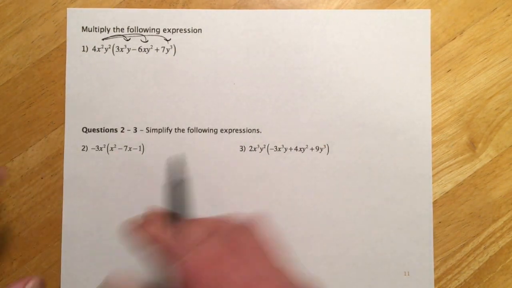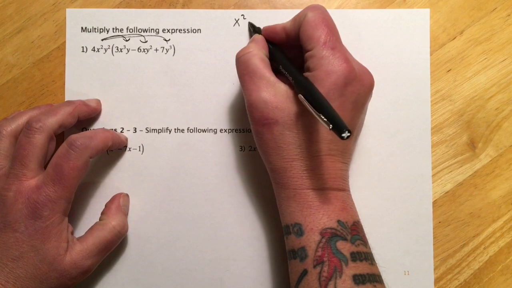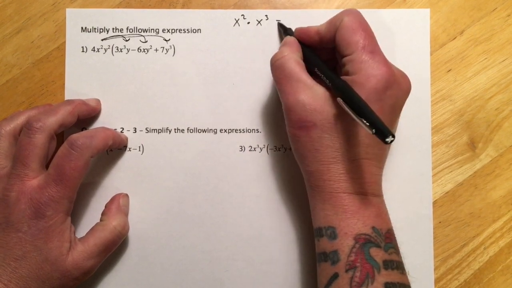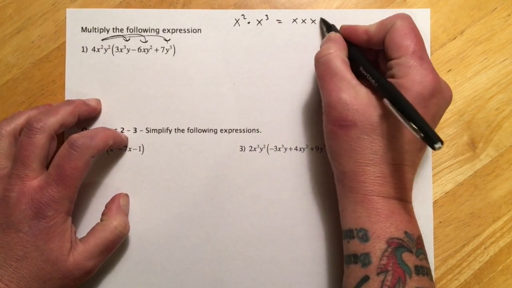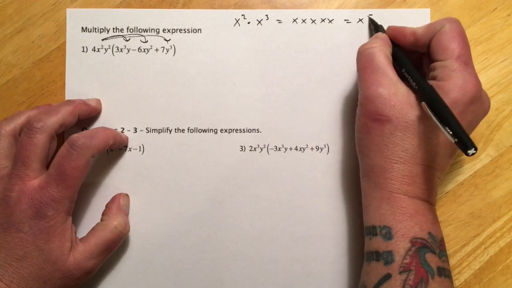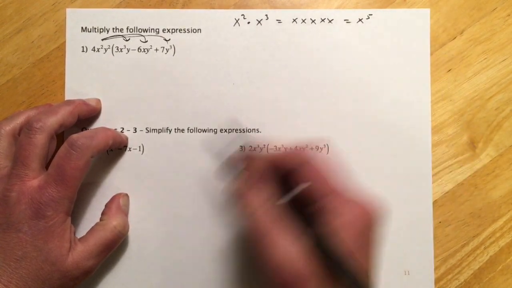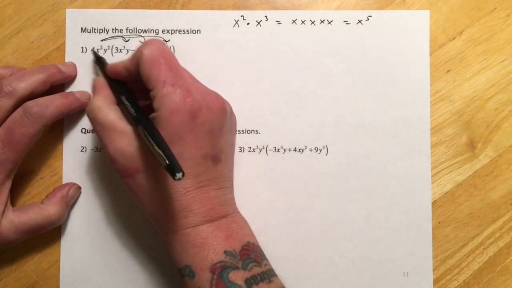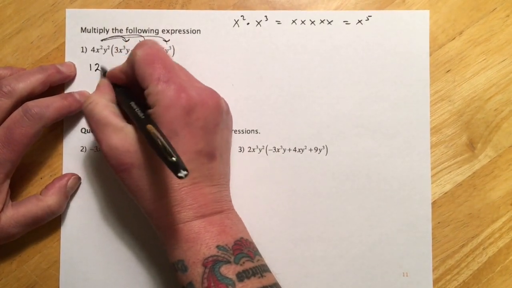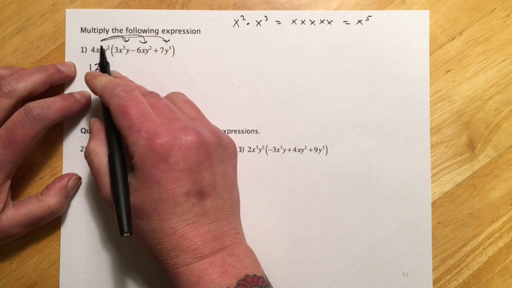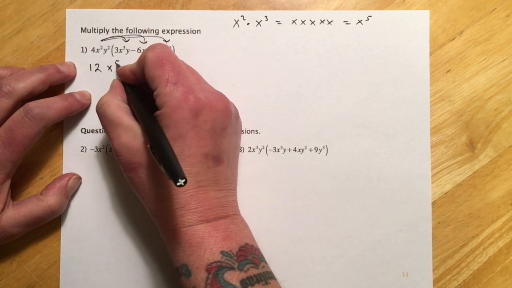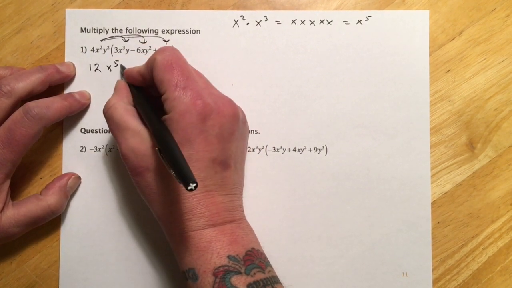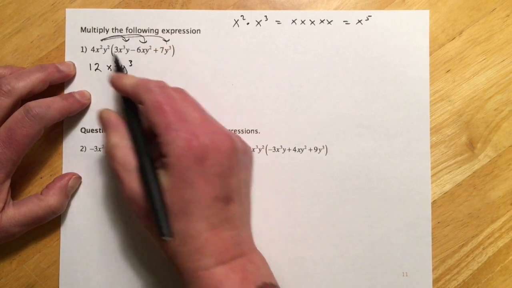Anytime you're multiplying, remember x squared times x cubed, we think 2 x's, 3 x's, so that's x to the fifth. So 2 plus 3 makes 5. So that's going to come into play a lot here. Okay, so for this first one, we're going to go 4 times 3 and get a 12. X squared, x cubed, so that would give me x to the fifth there. And y squared plus 1 more would make y cubed.